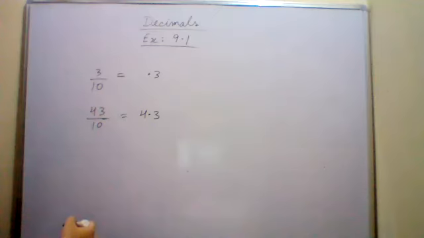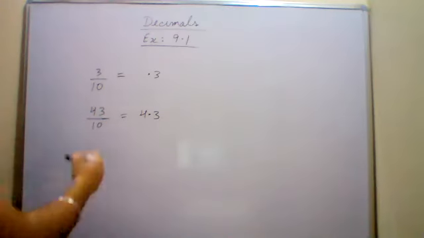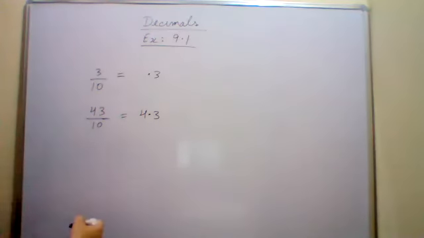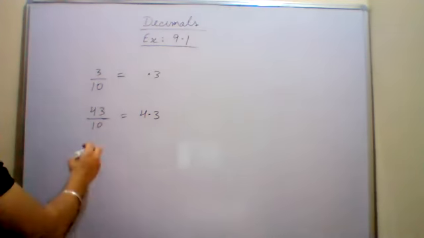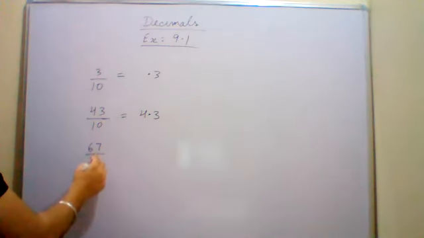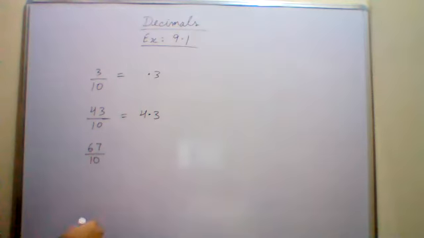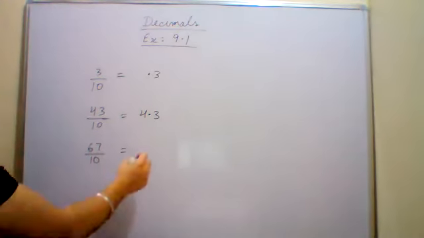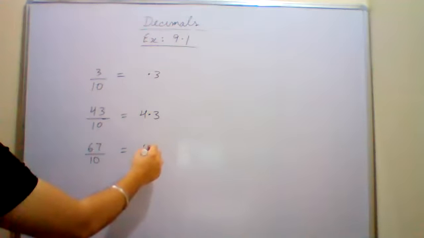These types of denominators make it very simple to convert them into decimal numbers. Otherwise, there is another method by dividing, which you have not studied till now. So this is the way to do it. Let me take another example: 67 upon 10. So this will be 6.7.